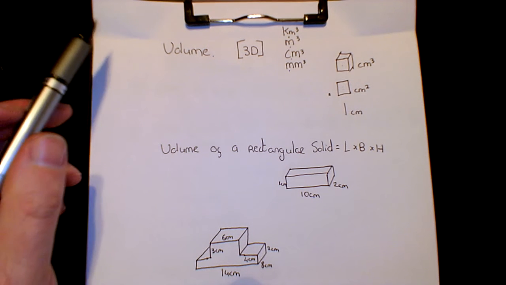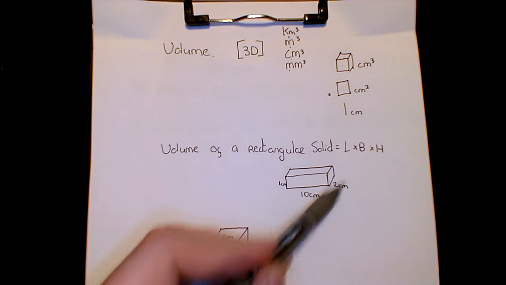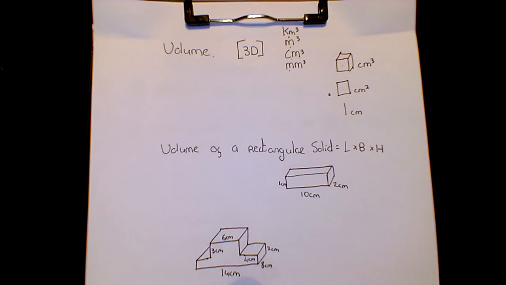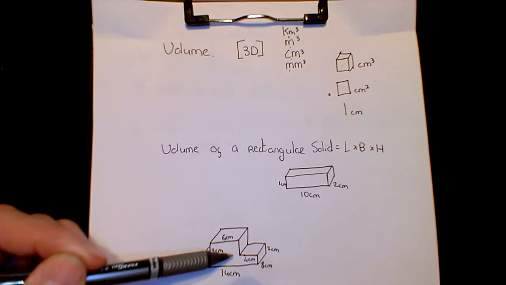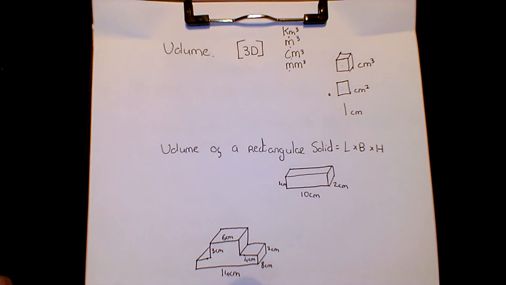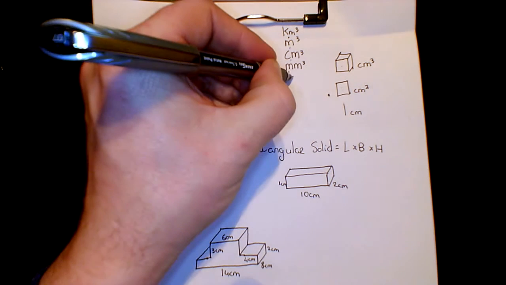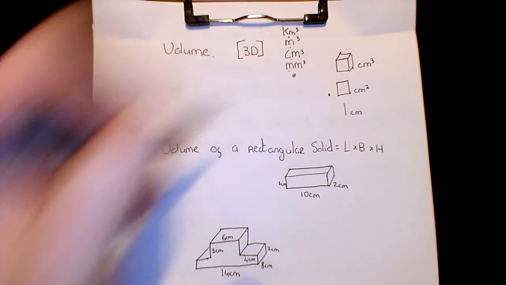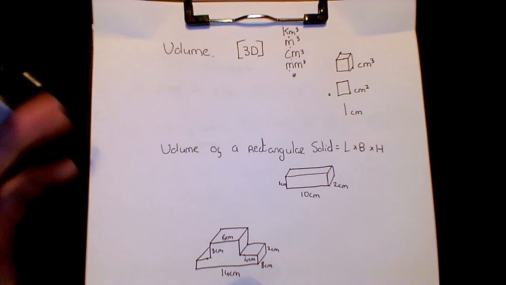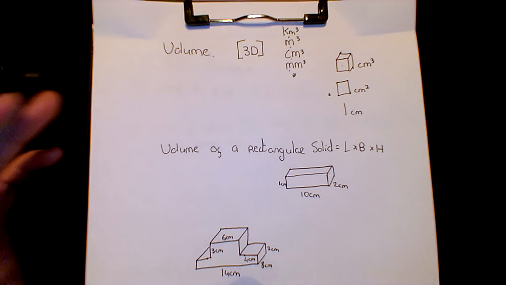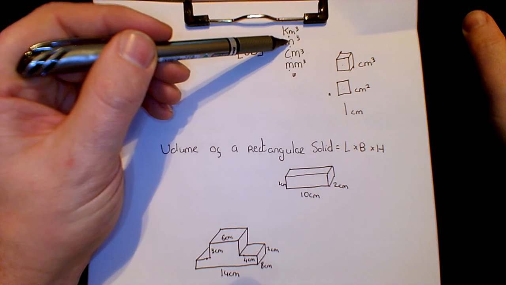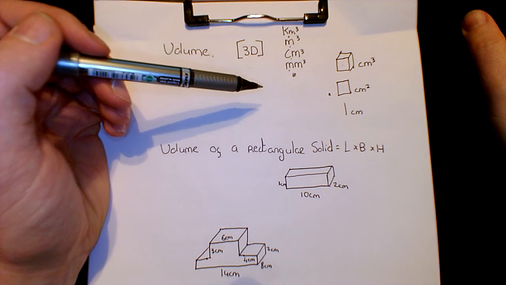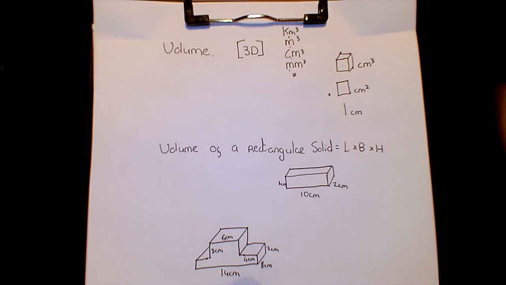Really, what we're going to be looking at is objects like this, and asking ourselves how many of these centimeter cubes can fit into this. Or how many millimeters cubed, which would be something very small, would fit into something. Or if we're looking at really big things like houses, how many meters cubed would fit into the house. Generally though, it'll be centimeters cubed.